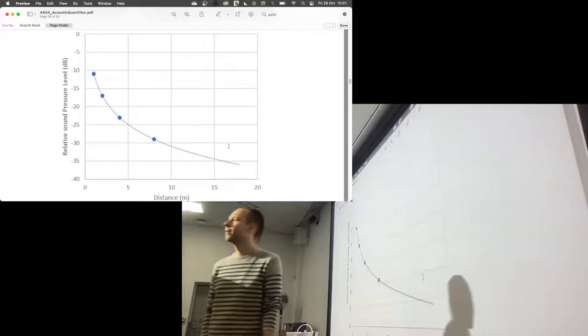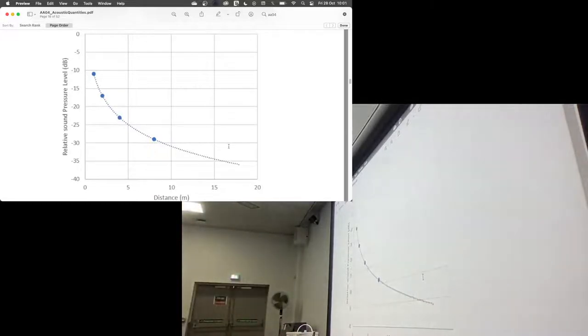Yes? That graph that just ends in the middle. Is there a reason, or is this just visual? It's just a random graph that someone has made, and that wasn't me.